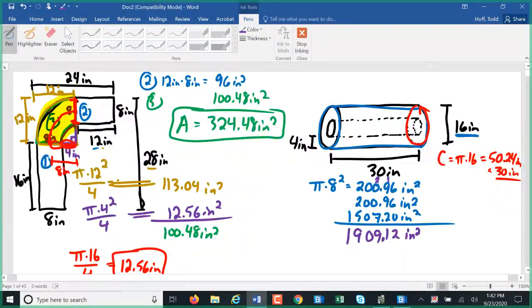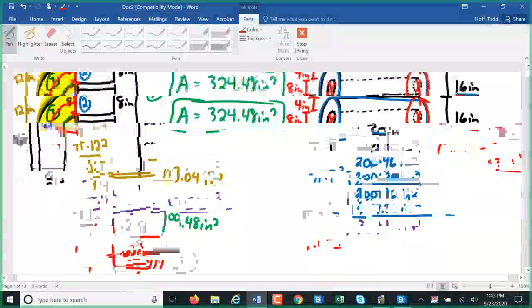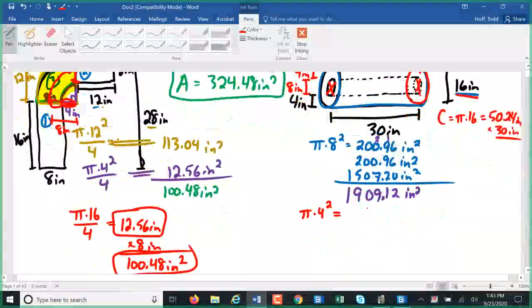Well, the little circles here, these little circles are missing. They are cut out, so we do have to take those out. If this is 4 inches here and 4 inches up here, away from the 16 leaves us an 8-inch diameter in the middle here, which means the area of that circle is pi times radius, which would be half of the 8, or 4 squared. Pi times 4 squared is 25.12.